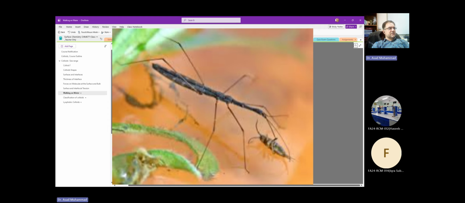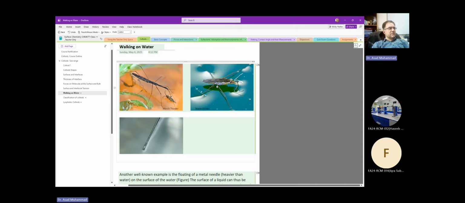So this is a marsh strider, and this one is a water strider. Both of them basically use the phenomenon of surface tension to float or to actually walk over the surface of water. You can see that their legs are quite long, and they are not pointed to break the surface. The same is true for this one, which is also eating something. And then we have this needle which is floating over the surface of water.